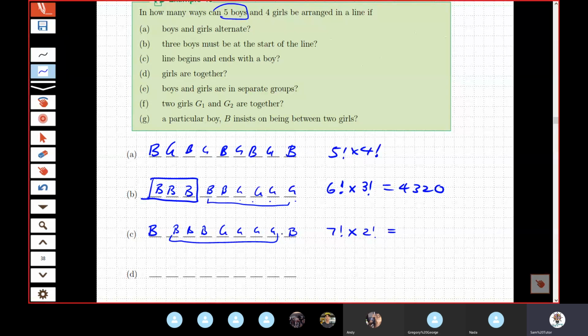I don't know, is someone else getting a different answer to me? Because I could be wrong as well. What are the positions, like the first boy and last boy, 5 times 4? Because 5 boys can go on the first and then 4 boys can go on the last.